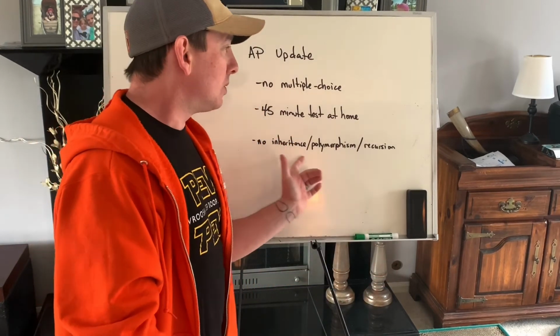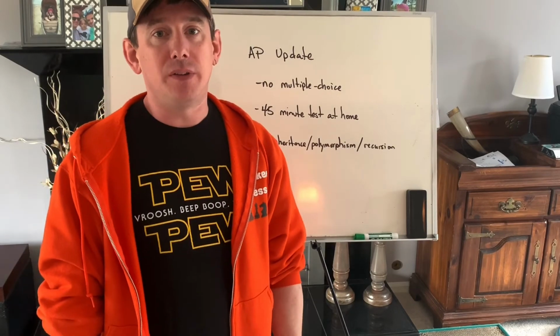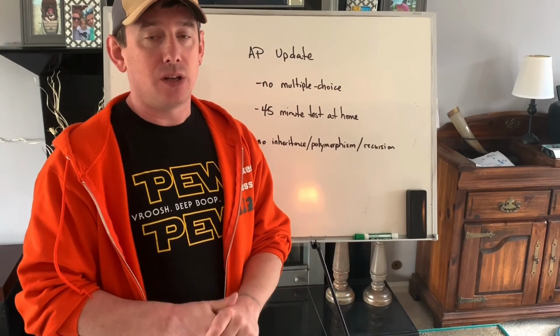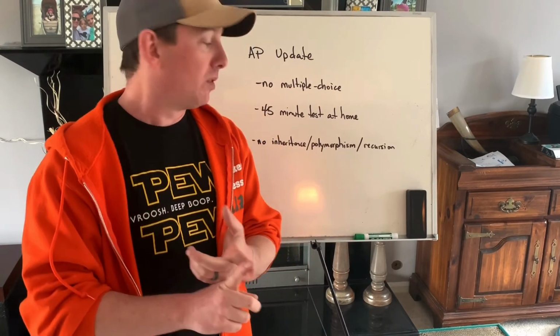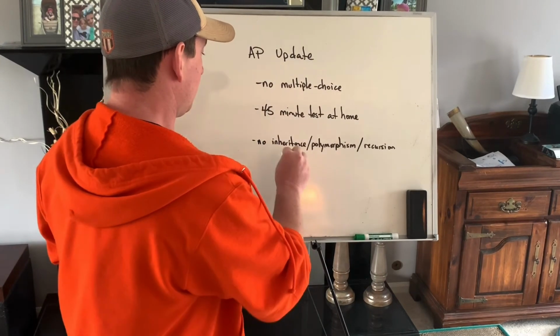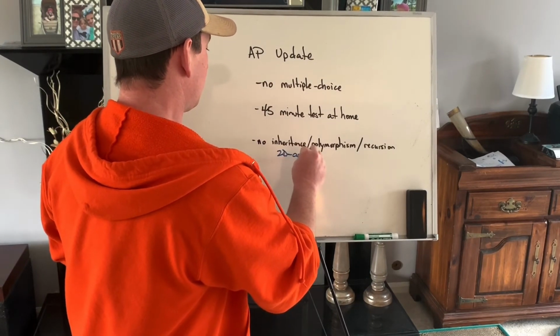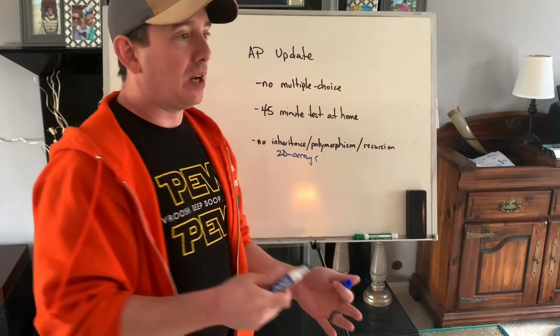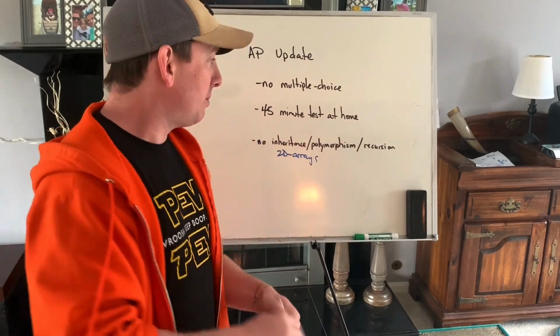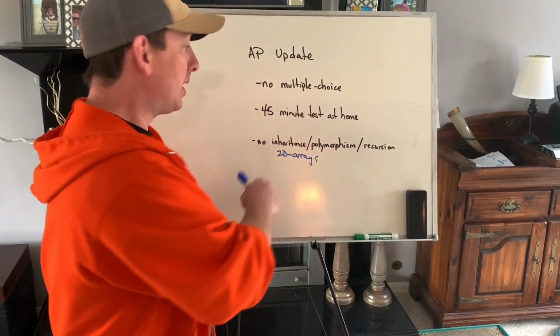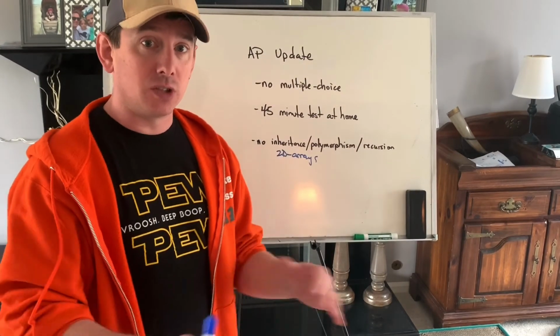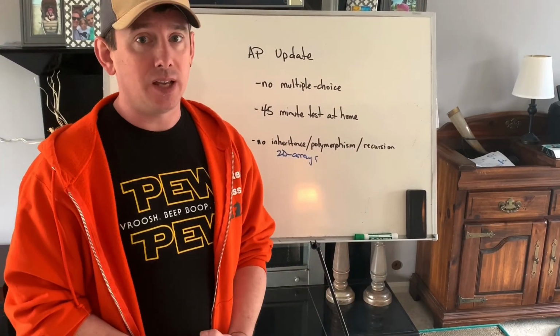They are also taking off some of the units. I think the last 3 units. There will not be 2D arrays. Oh, yeah, I didn't add that here. No 2D arrays, no inheritance, no polymorphism, and no recursion. Now, okay, you can get excited about all of that stuff. If you're struggling with any of that, none of it's going to be on the AP test.